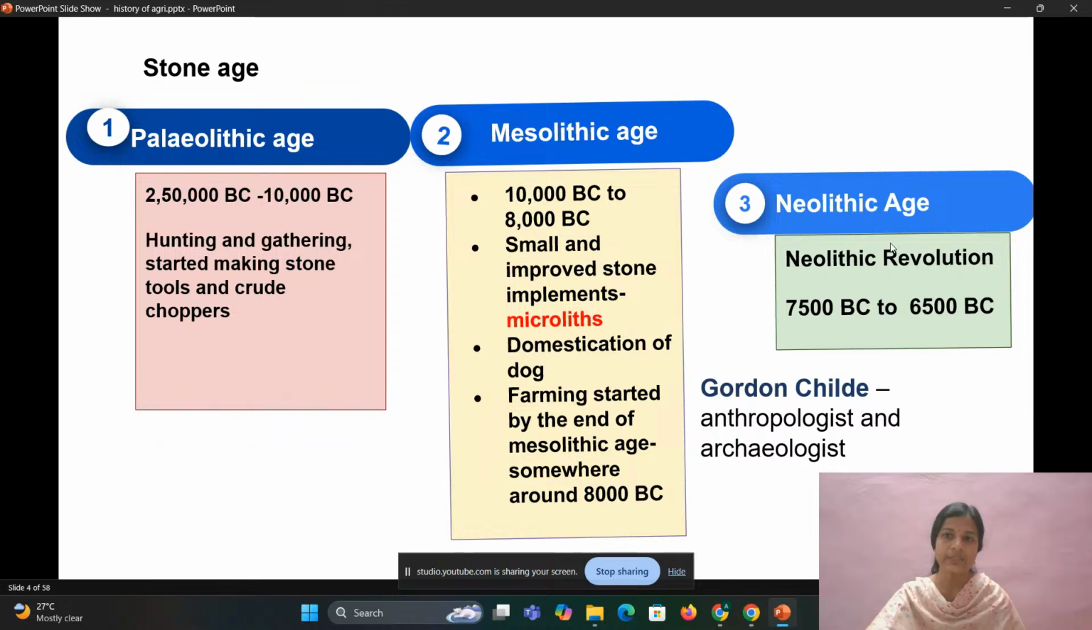So the Neolithic age is otherwise known as the Neolithic Revolution, or the development of agriculture during this Neolithic age is termed the Neolithic Revolution, because agriculture in fact was a revolution. Agriculture helped humans to stop this hunting and gathering nature, and it helped humans to settle at one place, and this settling later on led to the development of various civilizations, and further on to the development of various societies. This particular term, Neolithic Revolution, was coined by the anthropologist and archaeologist Gordon Childe. The Neolithic Revolution is thought to have taken place between 7500 BC and 6500 BC.